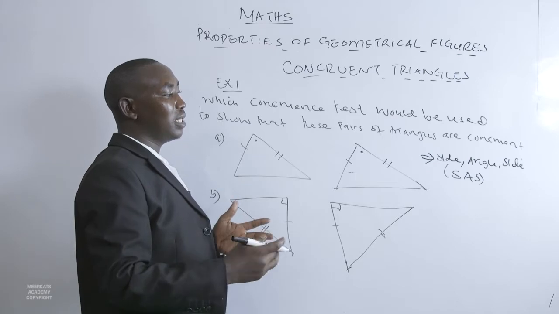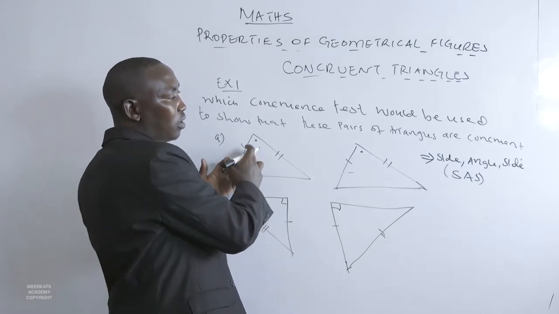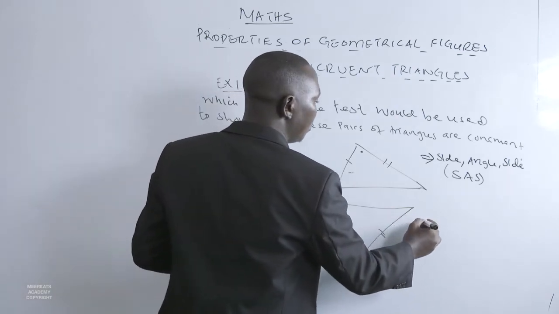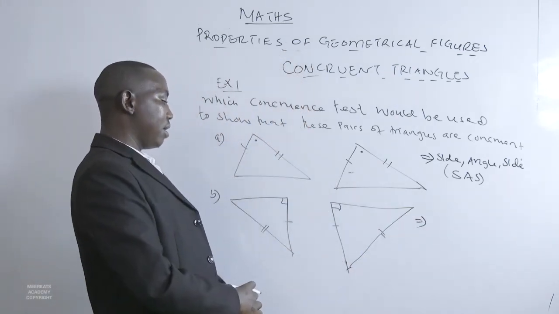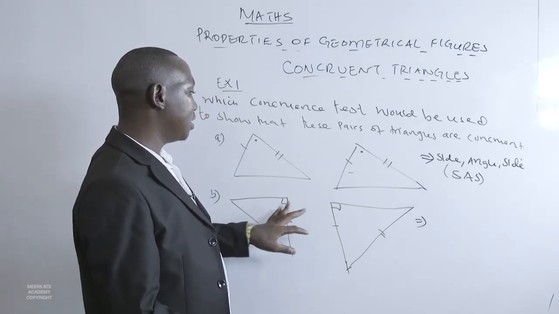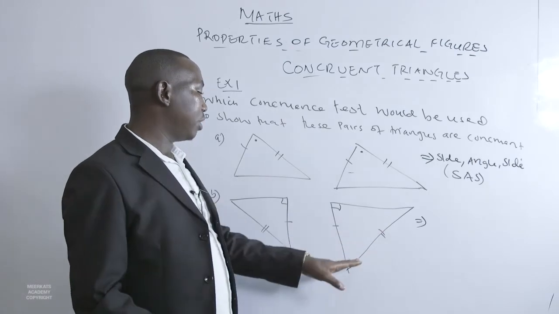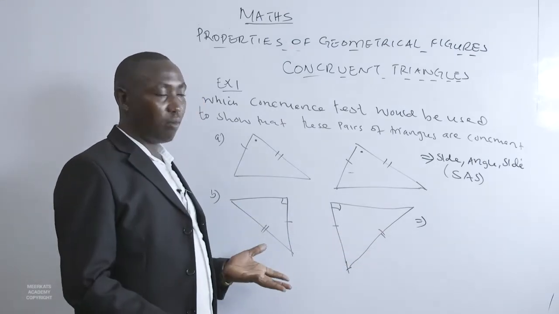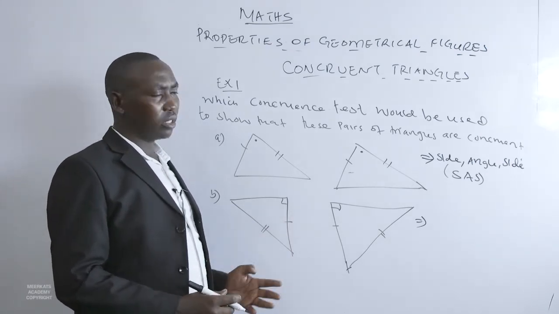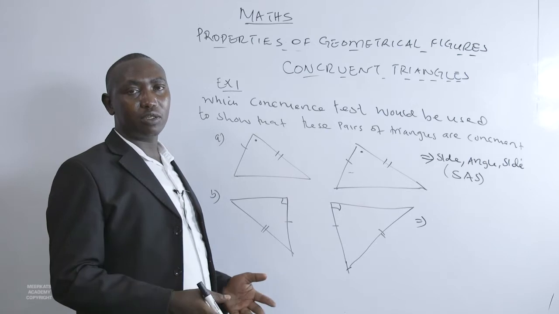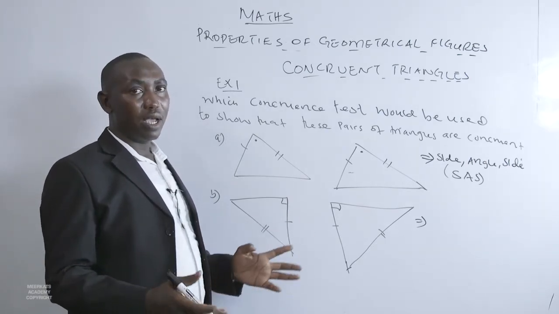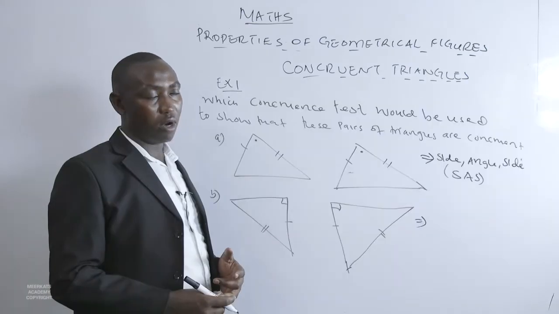So we're going to use the SAS because 1 or 2 sides and included angles are similar or equal. Then for part B, we have two right angle triangles. We have got the first and the second one. Then the hypotenuse or the longest sides are equal for both. Then one of the sides are equal. So which rule or which test of congruency are we going to apply? Given that these two are right angles, hypotenuse are equal and one side is equal.